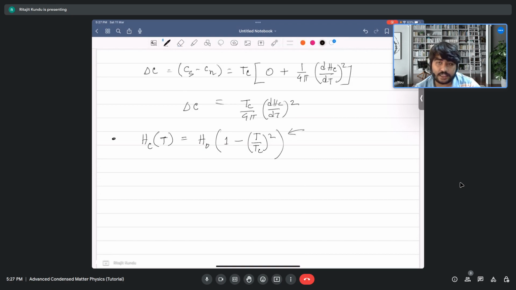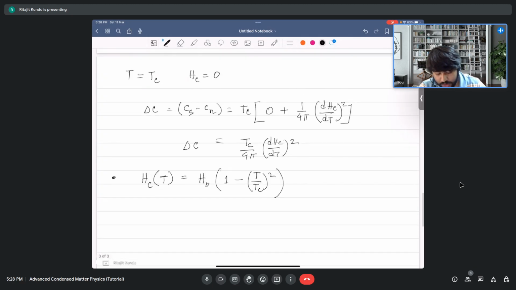So the critical H is given by 1 minus T by Tc whole square. Near any critical point, you will see that the functions only appear as some function of T by Tc. This is always the case if you are near a gap closing point or near a transition. This is a trademark of a phase transition, also called a critical behavior.